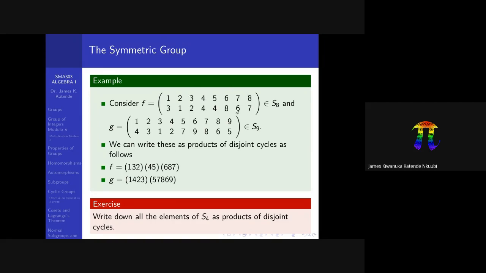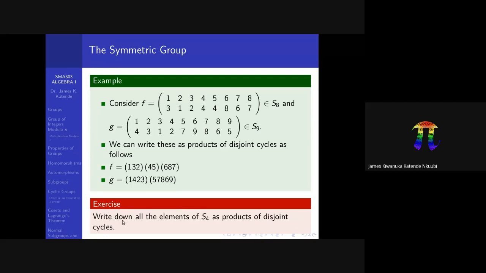So it means I can write this as a composition of these 3 cycles. Each of them is a map in S8. And I can write F as a composition of these 3 disjoint cycles. So we do the same in S9. This G is an element in S9. And we're able to write it as a composition of 2 disjoint cycles. So you can change the order because disjoint cycles commute. So you can actually switch these 2 functions. The order in which you compute them does not matter.